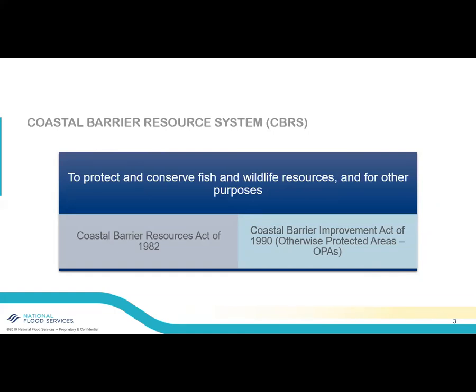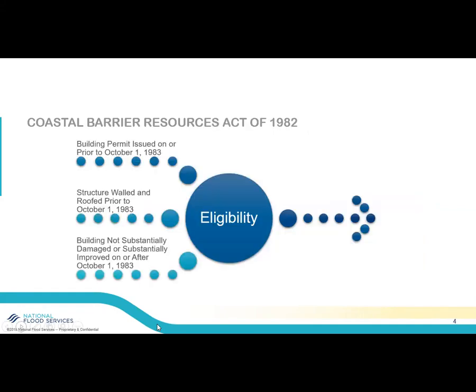And once these areas were established, it really prohibited any federal expenditures or any type of financial assistance for residential or commercial development in those particular areas. So the act itself is called the Coastal Barrier Resources Act, and that was created in 1982. Also created in 1990 are what are called otherwise protected areas. You'll often hear those referred to as the OPAs.